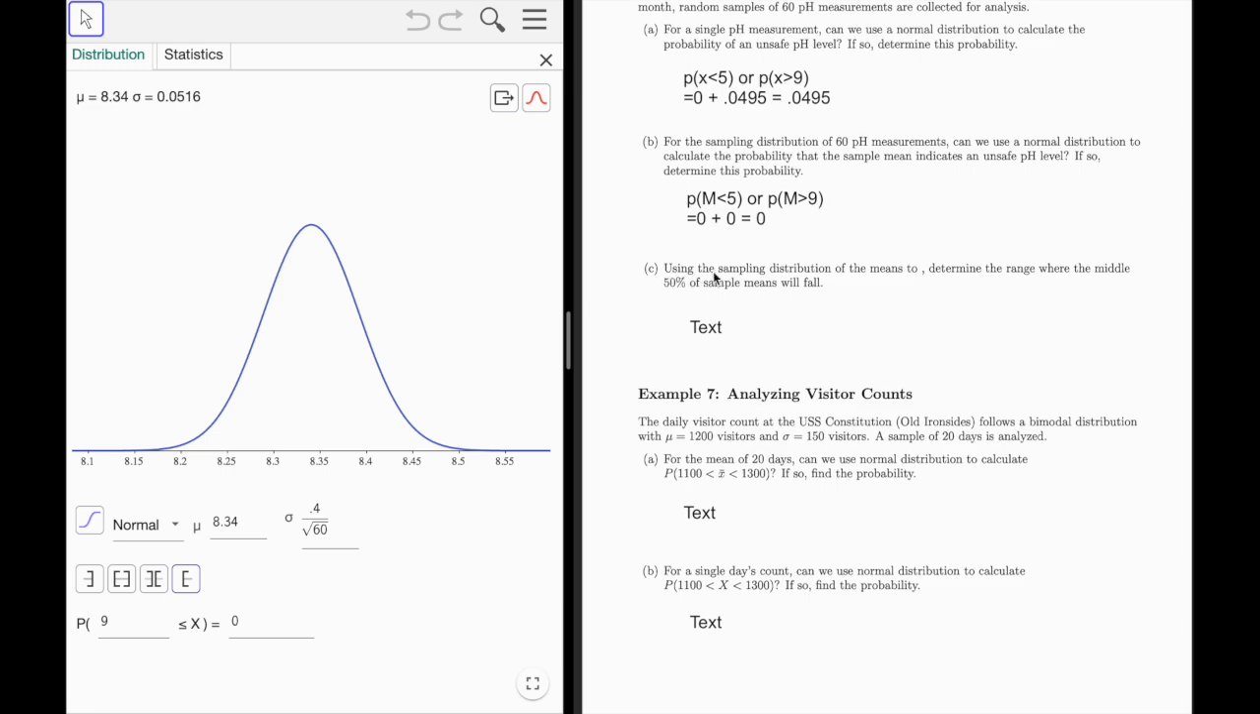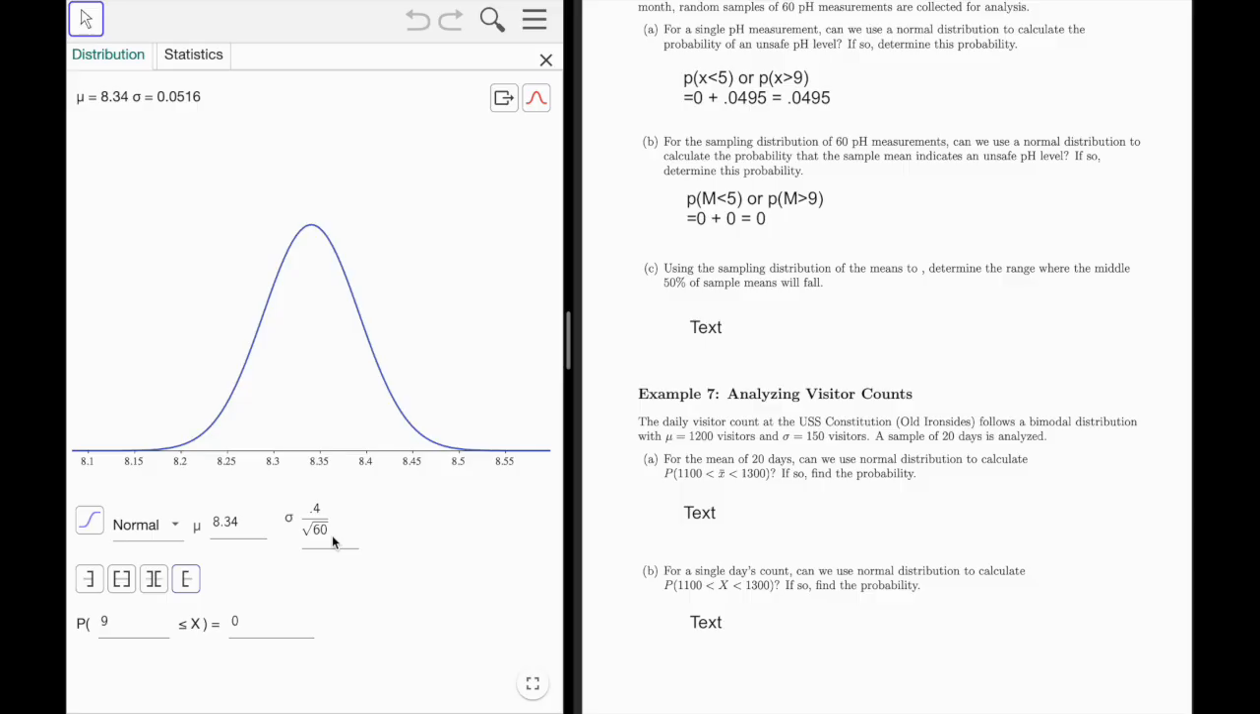Part C, using the sampling distribution of the means, determine the range where the middle 50% of sample means will fall. So because we're still talking about the sampling distribution, we want to maintain this standard deviation. Now, because I want to find the middle 50%, I know in each wing there's going to be 25%. So I have 25% in the left wing, 50% in the middle, and 25% in the right wing. And that way we can find our 50% in the middle.